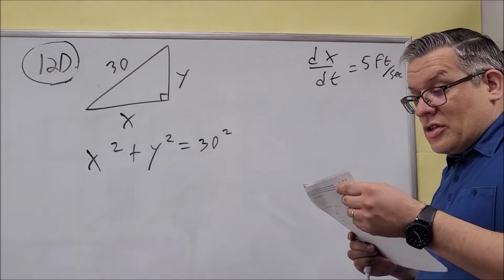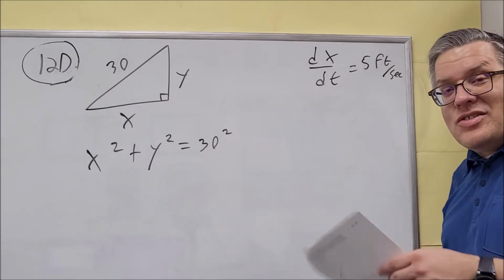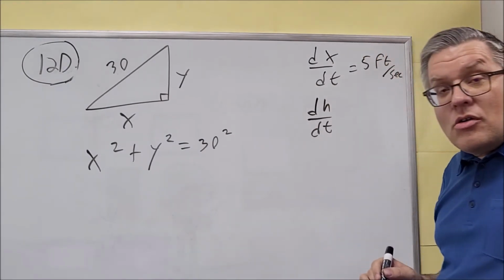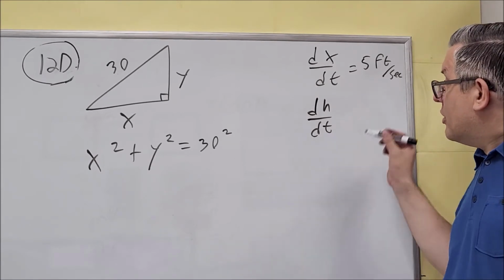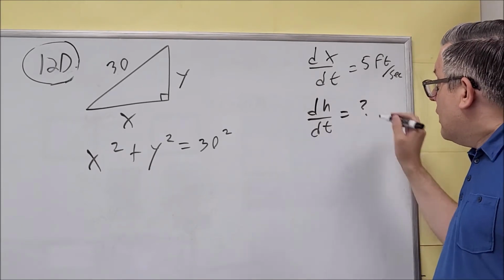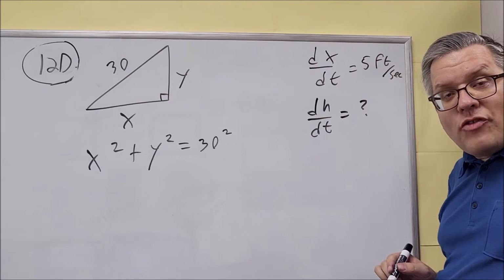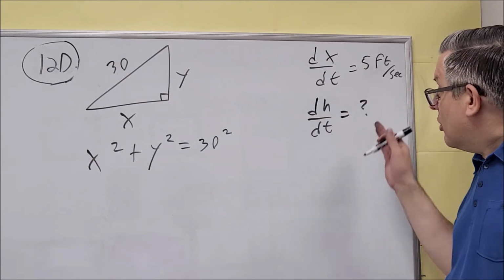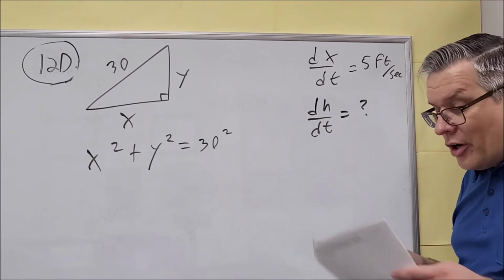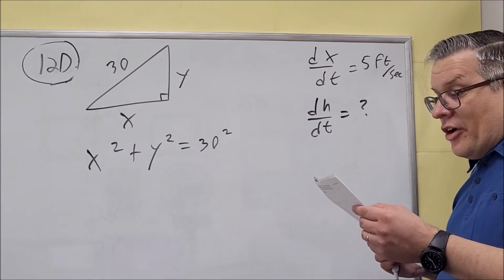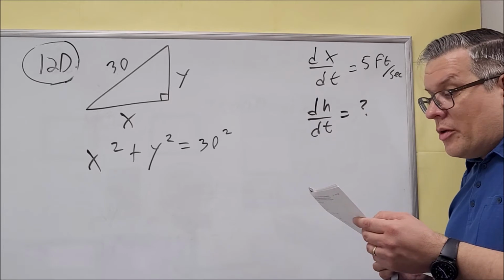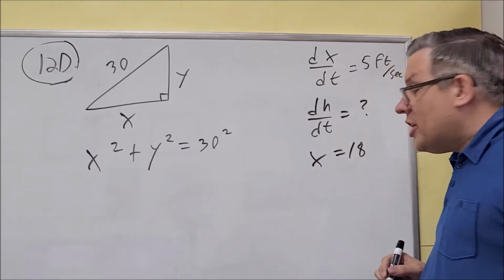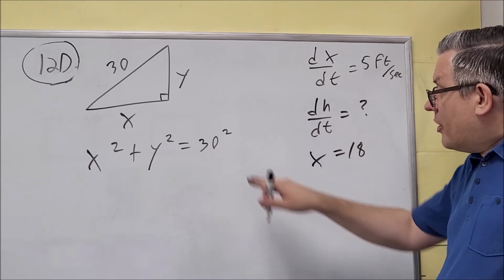All right, now next it says find the rate the height is decreasing. Because it says the height is decreasing, that means this should end up being a negative number when I find it. Negative means that the number would be going down or decreasing, so I should expect my answer to be negative here. Find the rate the height is decreasing when the base is 18 feet. So the base, X, is 18 right there.